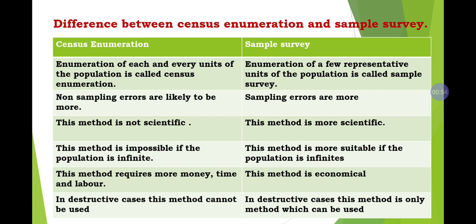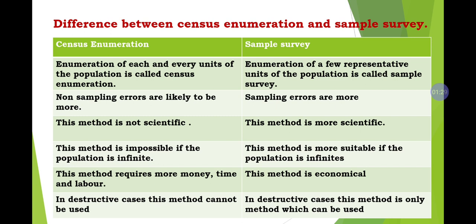Next, enumeration of a few representative units of the population is called sample survey. As I said, out of 100 we take 20 people at random. That is called sample survey. The population is 100 people, and I am randomly picking from it. That is called sample survey.